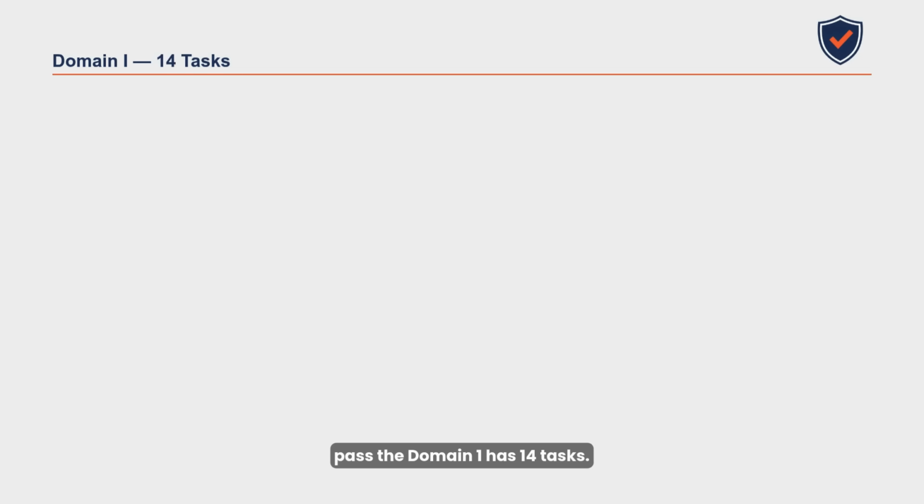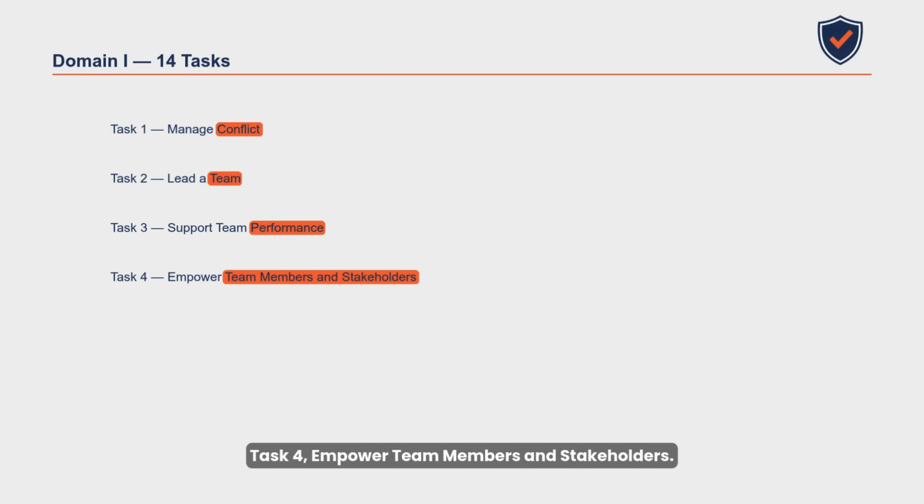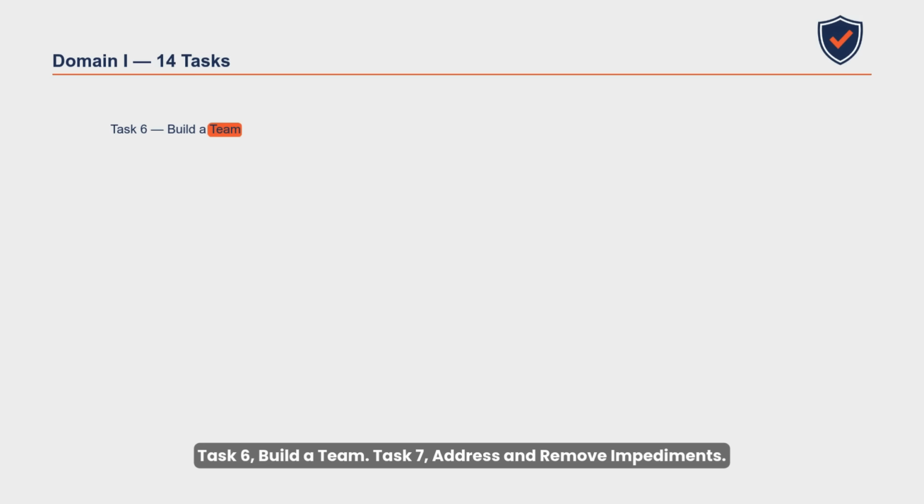Domain 1 has 14 tasks. Here's a quick overview before we go deeper. Task 1, Manage conflict. Task 2, Lead a team. Task 3, Support team performance. Task 4, Empower team members and stakeholders. Task 5, Ensure team members are adequately trained. Task 6, Build a team. Task 7, Address and remove impediments.